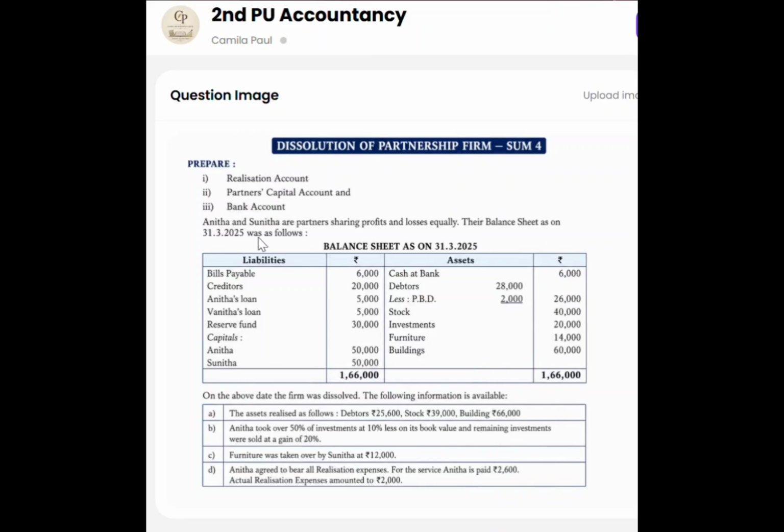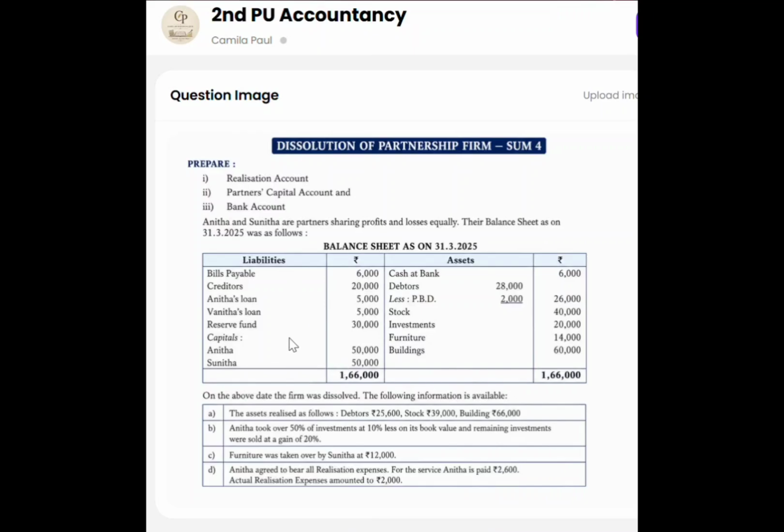Anita and Sunita are partners sharing profits and losses equally. The balance sheet as on 31st March 2025 was as follows. The balance sheet is given here. First, on the liability side, we have bills payable 6,000, creditors 20,000, Anita's loan 5,000, Vanita's loan 5,000, reserve fund 30,000, and the capitals of the partners, Anita 50,000 and Sunita 50,000.